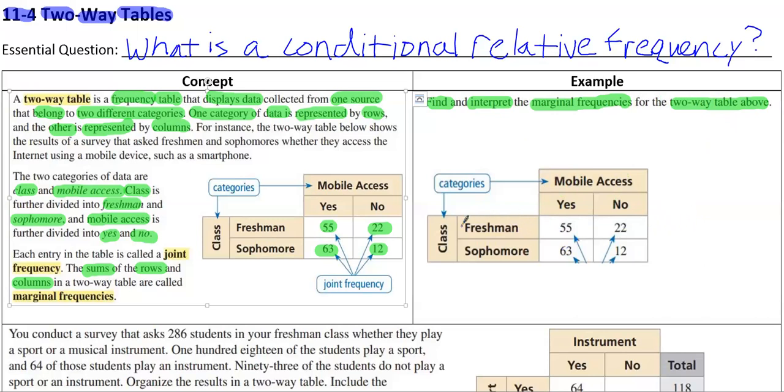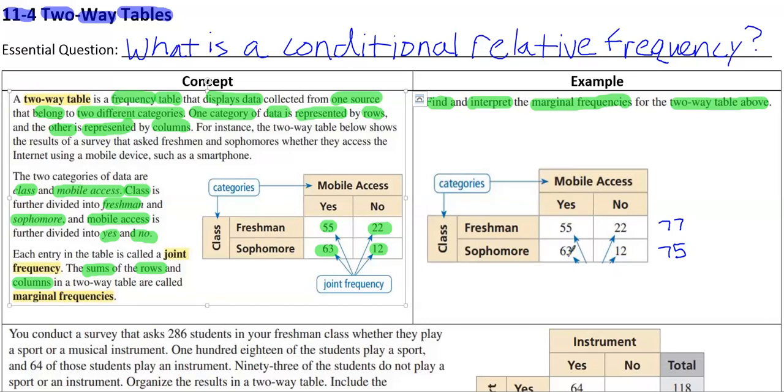So how about how many freshmen were surveyed? It'd be the 55 that said yes and the 22 that said no. So that's 77. So what's the marginal frequency for freshmen? 77. What's the marginal frequency for sophomores? Well, 63 said yes, 12 said no, so that's 75 total. So what's the marginal frequency for sophomores? 75.